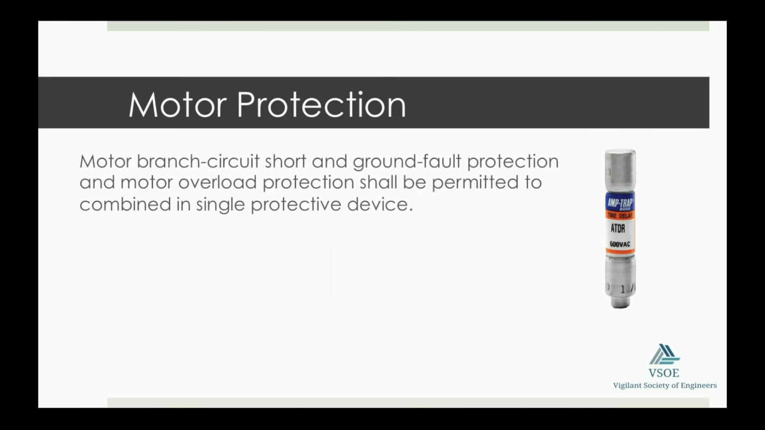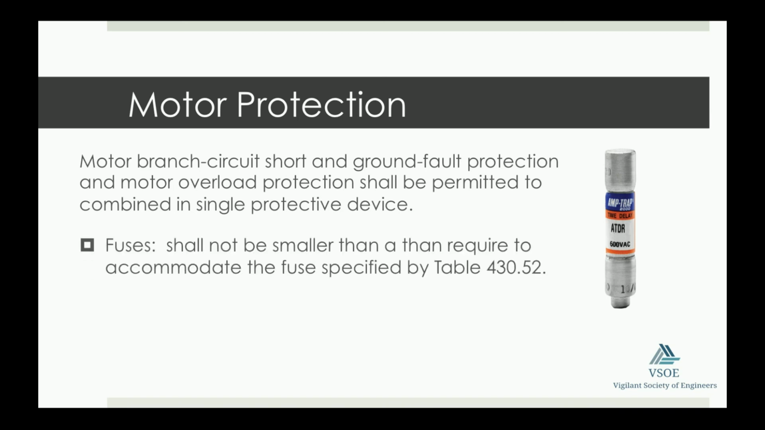The protection that is needed for the motor. Right? So motor branch circuit and ground fault protection and overload protection shall be permitted to combine. So the fuse shall not be smaller than what is required to accommodate the fuse of that motor, as specified by Table 430.52. Alright, so all the protective devices should be in series with each other, right, when we combine them.